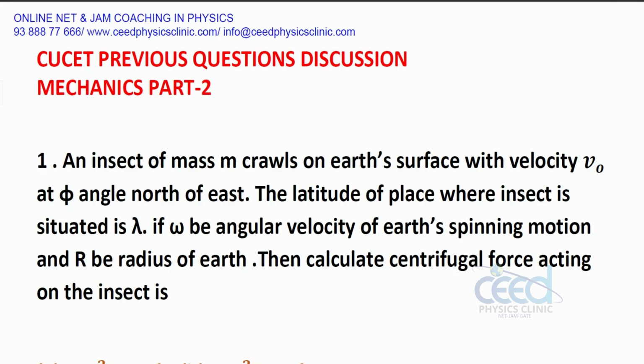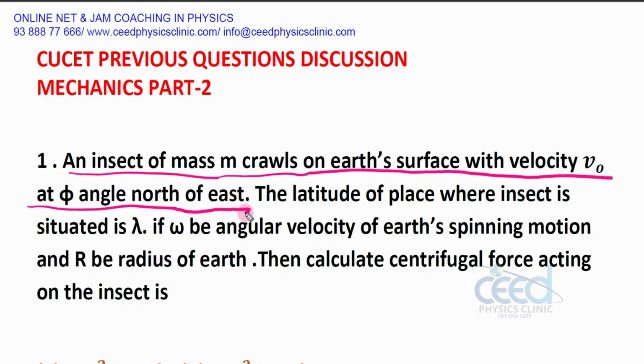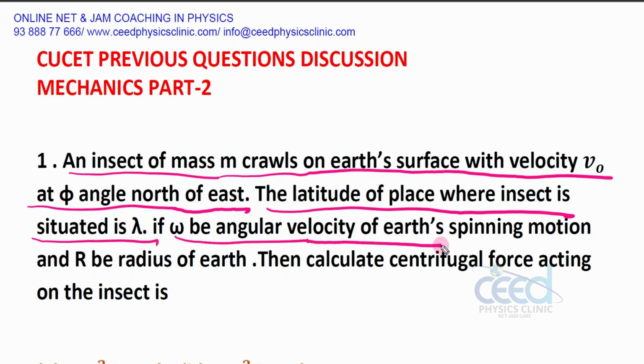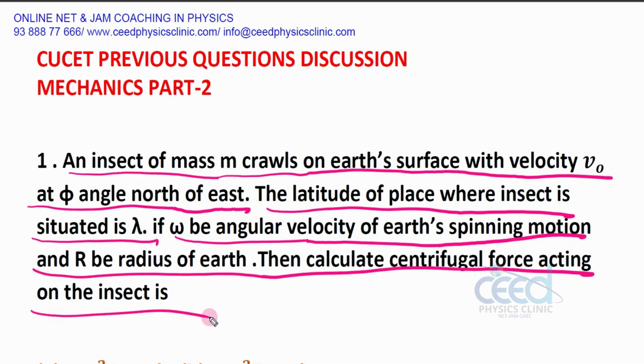See, first question is, an insect of mass m crawls on the earth surface with a velocity v0 at phi angle north of east. The latitude of a place where the insect is situated is lambda. If omega be the angular velocity of earth's spinning motion and r is the radius of earth, then calculate the centrifugal force acting on the insect.